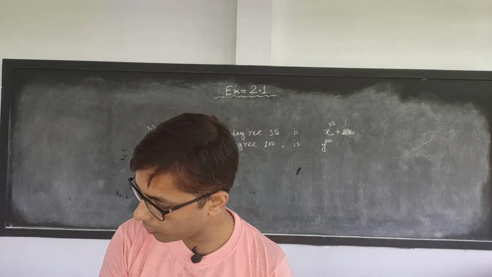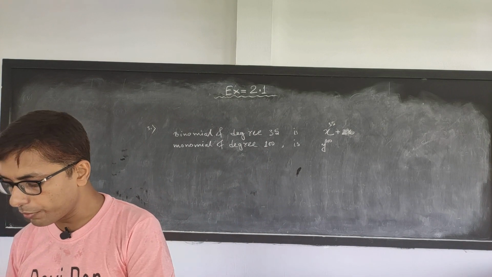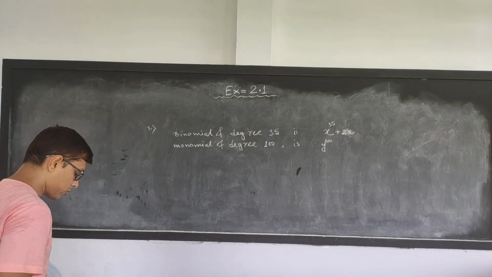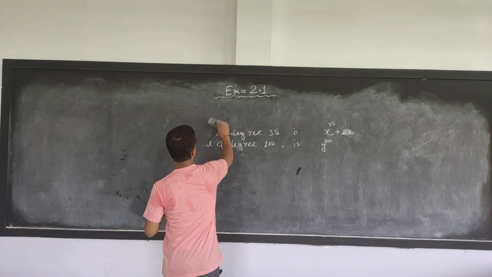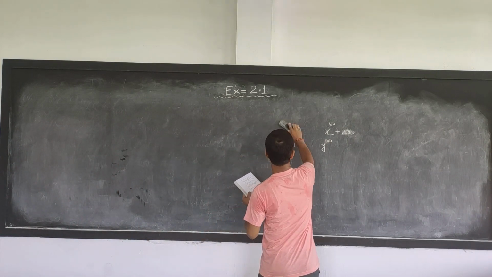After that, third question is done. Fourth question, write the degree of each of the following polynomials. Degree you were asked to write in the following given polynomials. Question number 4, and then question number 5 will be left. With this, we are going to finish this exercise 2.1.